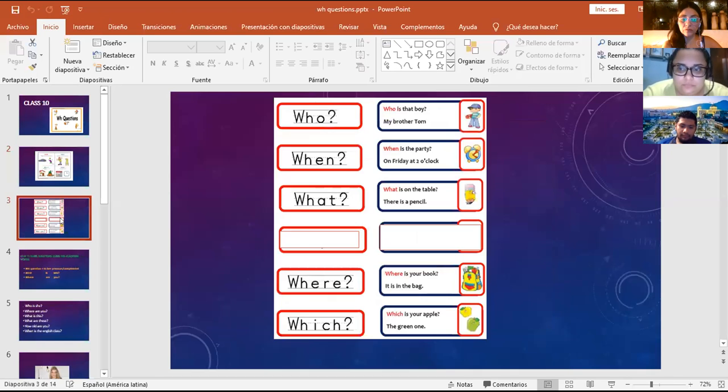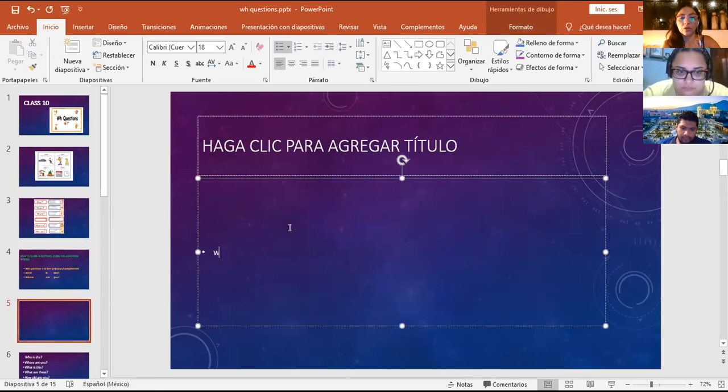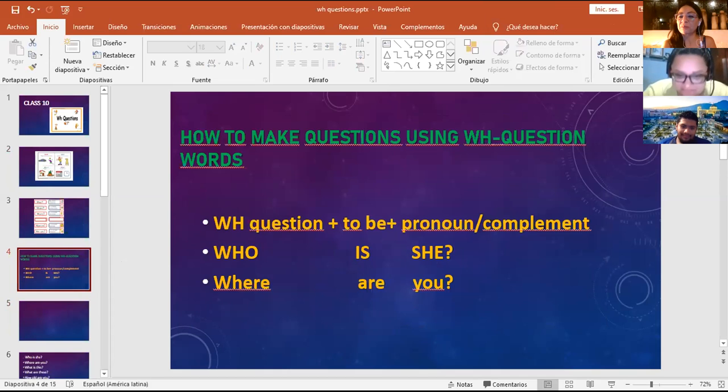Vamos a ver aquí. Bueno, y se recuerda que acá teníamos la estructura y decíamos, we said WH question plus the verb be plus the pronoun, right? Y eso es casi que en todas excepto en which. Lo que pasa es que el which cambia cuando hablamos de los otros verbos que no son el verbo be. All right, pero en este caso, todo va a ir who is, where are you, when is your class, which is your favorite color, what is the problem, when is your birthday, todos van con la misma estructura, all right, WH questions, the verb to be, the pronoun.